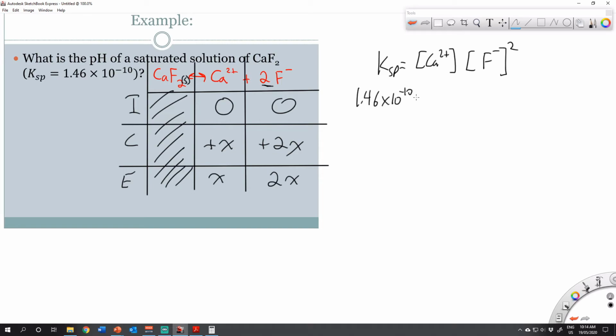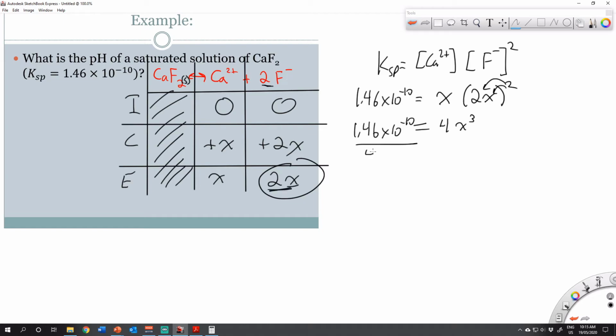So in our Ksp equation, Ksp equals the concentration of calcium ions, x, times the concentration of the fluoride ions, which is 2x, but that'll be squared. Simplifying things a little bit, then we just solve for x. Solving for x will be necessary because we need to know this concentration. The calcium 2 plus won't react with the water. It'll be the F minus. All right, so divide by 4.